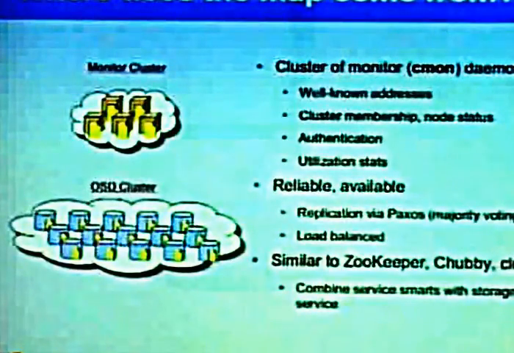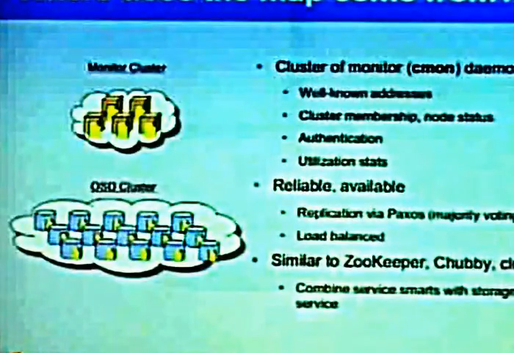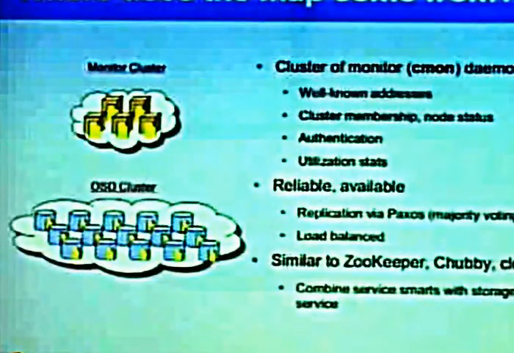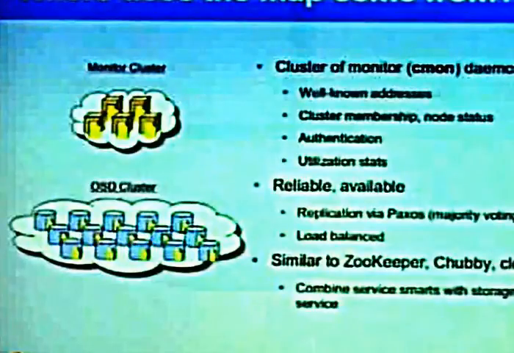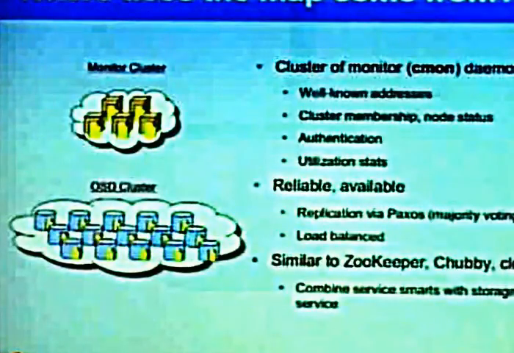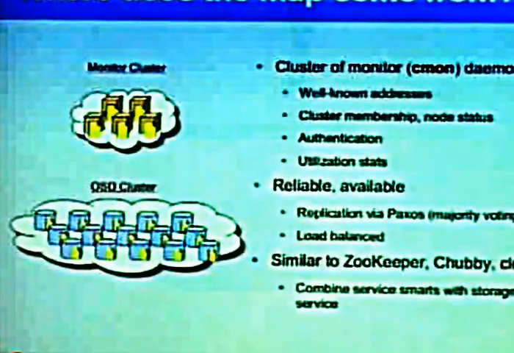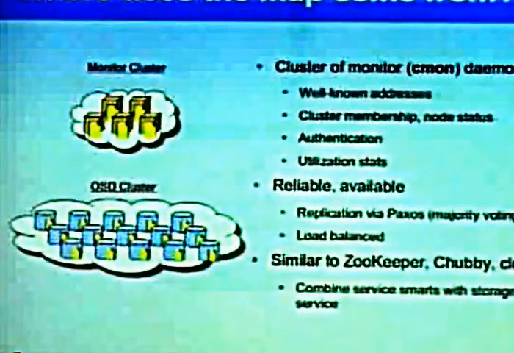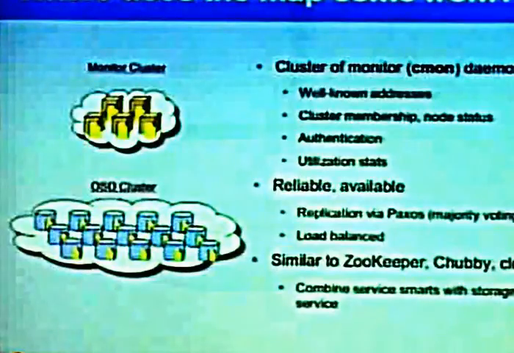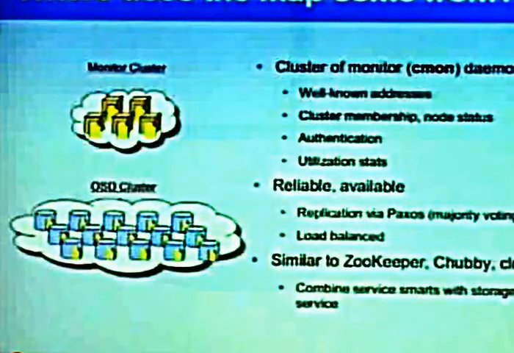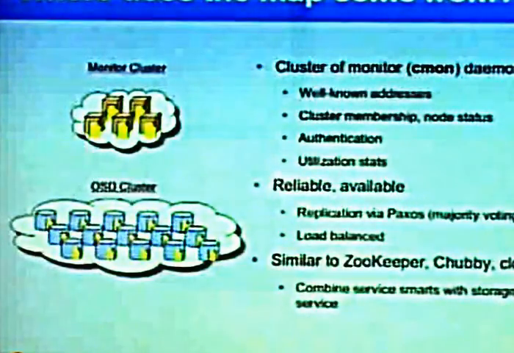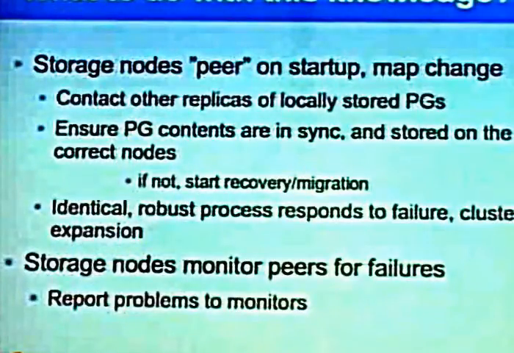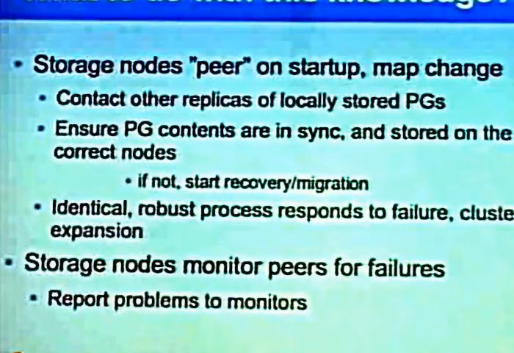They replicate all their centralized cluster state using Paxos, the Part-Time Parliament algorithm, essentially majority voting, and they balance their load and so forth. Essentially, they're performing a function similar to Yahoo's ZooKeeper or Google's Chubby lock service. We're familiar with those, except that they also combine service-specific smarts instead of providing a dumb object storage service. So in any case, what do the OSDs actually do with this knowledge?